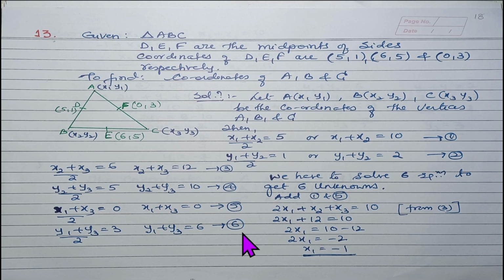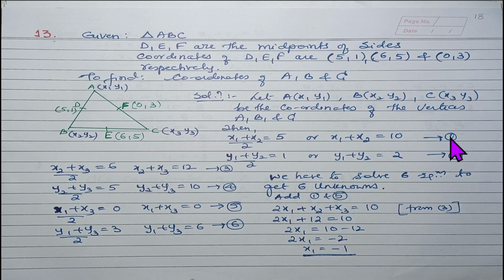Now let us see how to get the values. Let us take equation number 1, x1 plus x2 is equal to 10, and add equation 5. x1 plus x2 is equal to 10 and x1 plus x3 is equal to 0. When I add, x1 plus x1 becomes 2x1, plus x2 plus x3. On the right side I have got 10 here and 0 here, so 10 plus 0 is 10. Now 2x1, but we have x2 plus x3, and x2 plus x3 is 12. So I put the value of x2 plus x3 here. So 2x1 plus 12 is equal to 10. 2x1 is equal to 10 minus 12. 2x1 is equal to minus 2. Therefore, x1 is equal to minus 1. So we have got the value of x1.